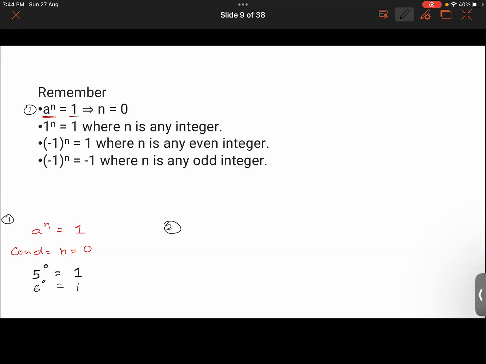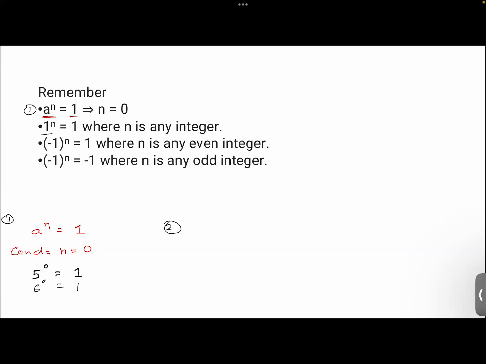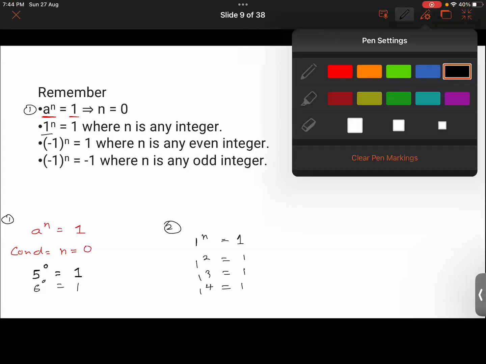Then secondly, 1 raised to the power n equals 1, where n is any integer. What does it mean? If I am having 1 raised to the power n equals 1, it simply means whether you square it, cube it, or raise it to the power of 4, it will still remain 1. That is also correct.